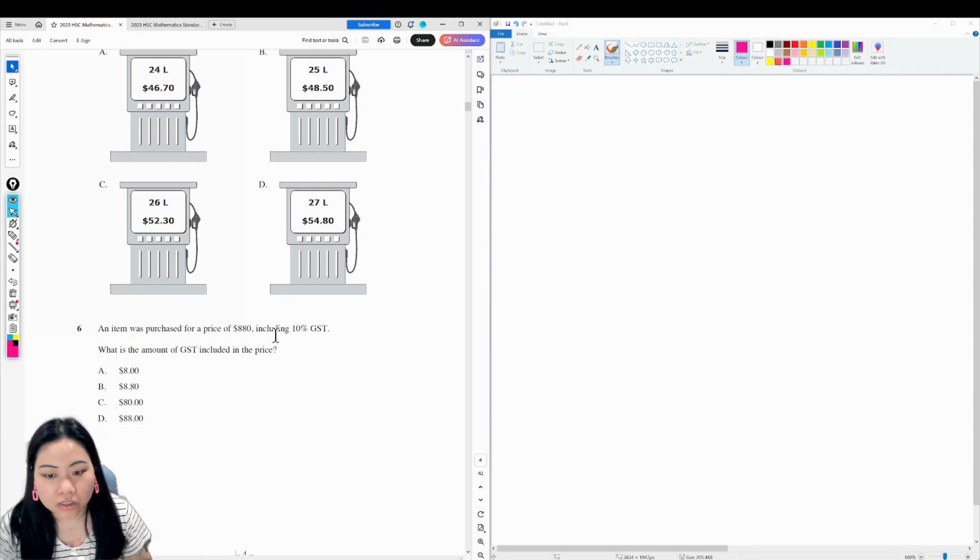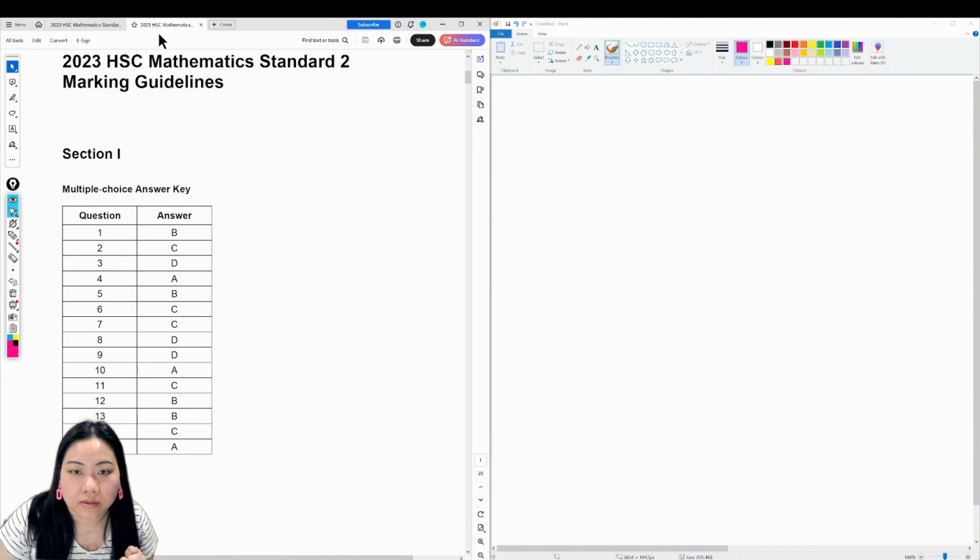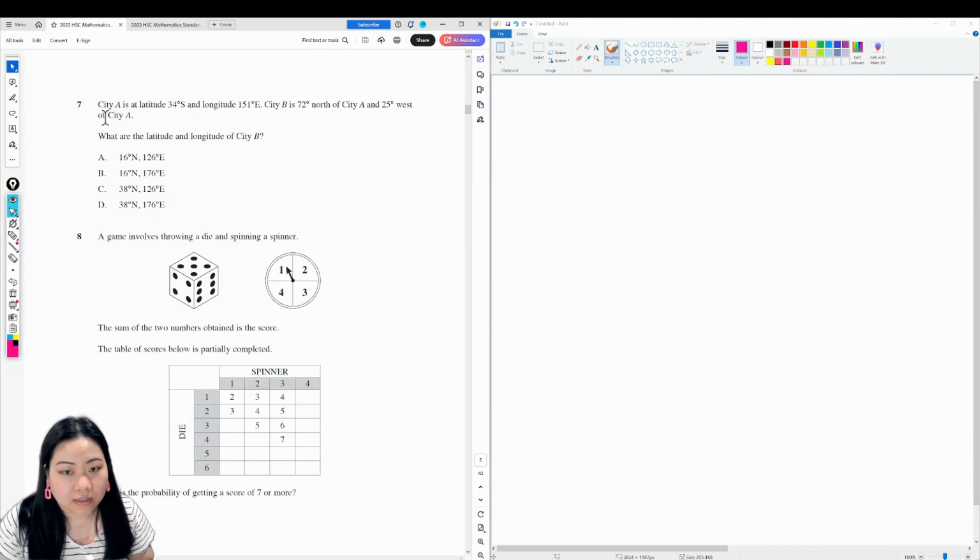An item was purchased for a price of $880, including 10% GST. What is the amount of GST included in the price? It would be $80 because it's 10% GST, so the item must be $800, and then the GST must be $80. So 6C. Let's check it out. Yes, 6C.